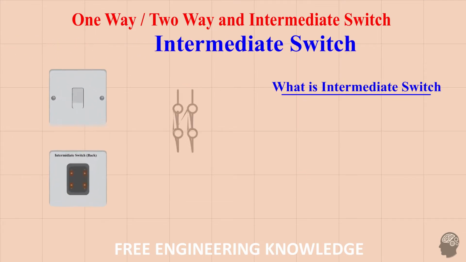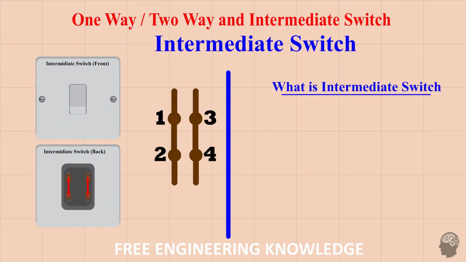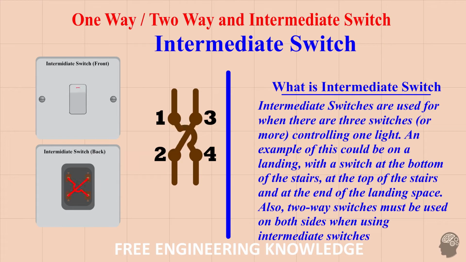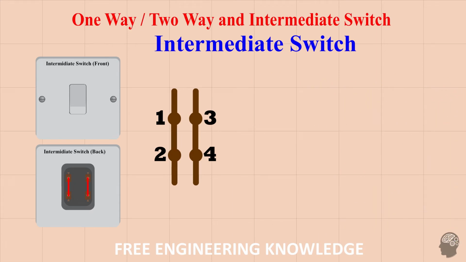Intermediate switch. What is the intermediate switch? Intermediate switches are used for when there are three switches or more controlling one light. We saw that the two-way switches have three terminals. But these have four terminals. Let's see how it works.